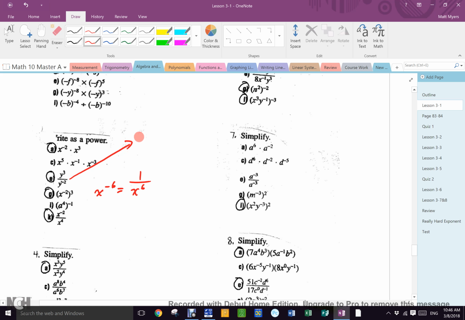I have y to the 3 over y to the negative 2. What do you do with the exponents when the bases are the same and you're dividing? Subtract. So this is 3 minus negative 2. What is that? 3 plus 2, which is what? Positive 5. That's a big problem with most of you guys when you're doing these. You forget your negative rules.